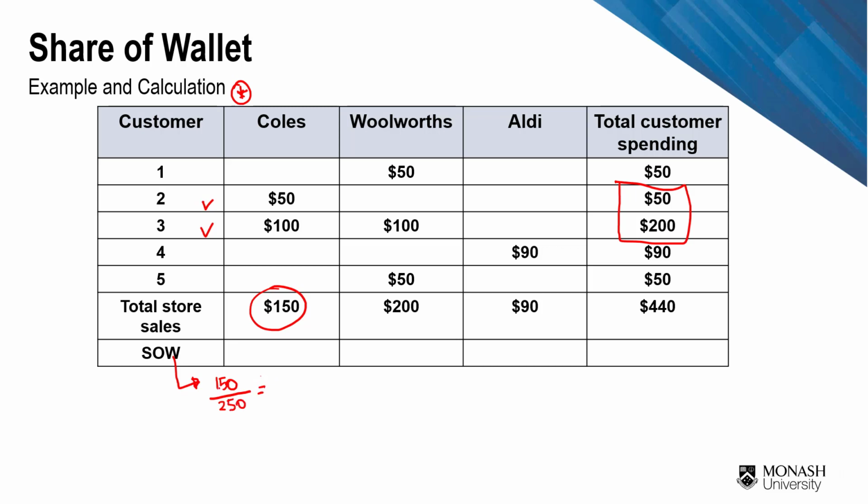So in this case, with your SOW, share of wallet, one customer is very loyal to Kohl's, but the other customer is like 50-50. He shops at both Kohl's and Woolies. Because of that, Kohl's gets penalized in this particular calculation. So 150 divided by 250 equates to 60%. Now, please calculate these two and find out the answers.